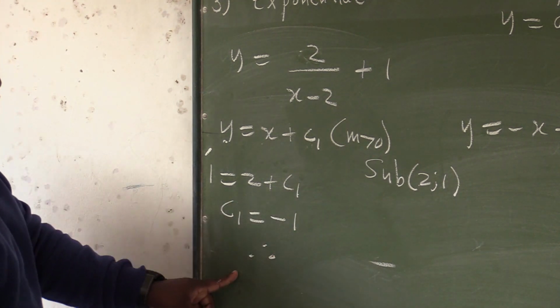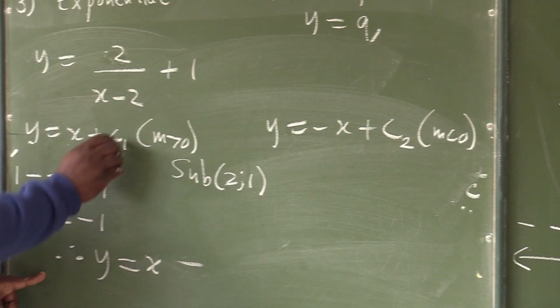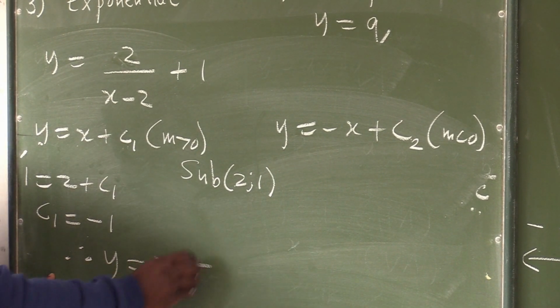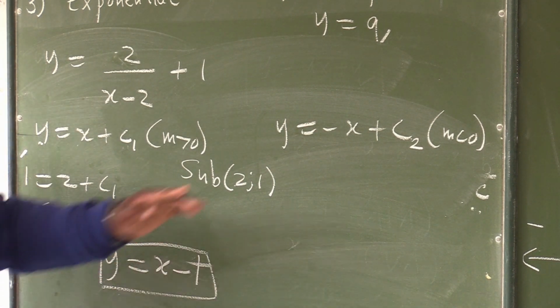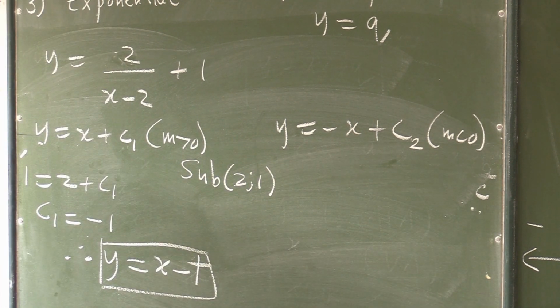Positive. The equation will say y equals x, and then c1 I am replacing with negative 1. Right. Then we are here. This one that has a negative gradient.